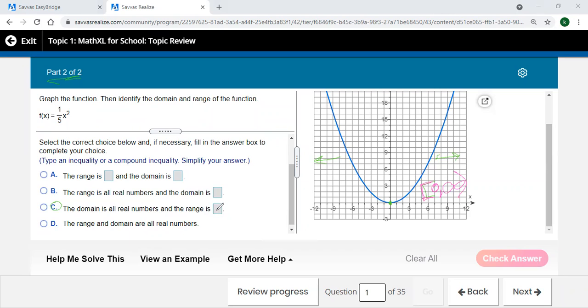I'm assuming it wants inequalities here. So we're not using interval notation. Oh, well, that's a little review there.